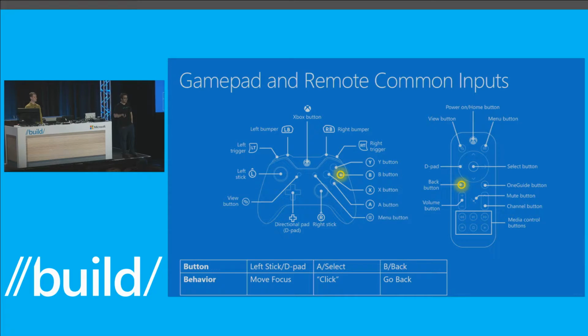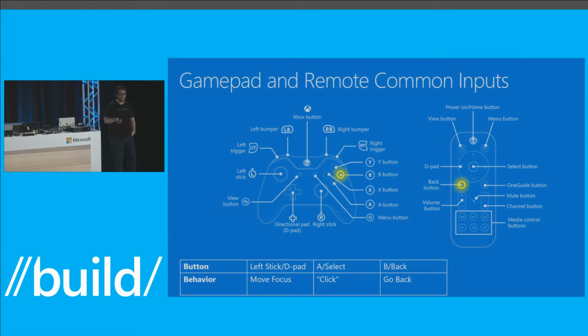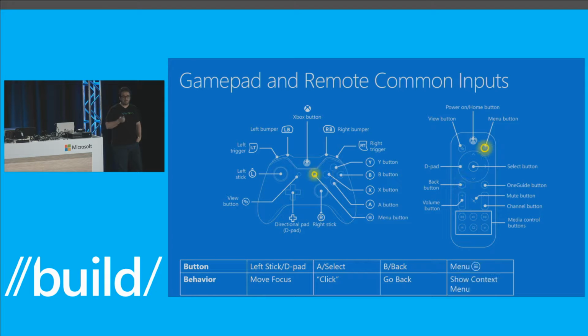B, or the back button on the remote, this is for going back. So Nick showed you, for example, in the President's app, how you could click back in the upper left-hand corner in the title bar area. If you're running an app on the phone, there's the back button in the lower right there on the phone nav bar. You want to support back in apps the right way. And with a controller or remote, B is how you do that.